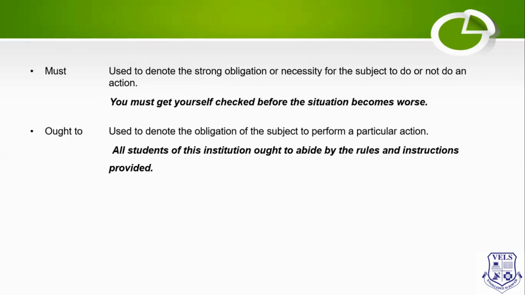Must. Must is used to denote the strong obligation or necessity for the subject to do or not to do an action. You must get yourself checked before the situation becomes worse. Ought to. Ought to is used to denote the obligation of the subject to perform a particular action. All students of this institution ought to abide by the rules and instructions provided. So, the list of these modal verbs and the functions will give us a clear idea where to use it and how to use it in a sentence.